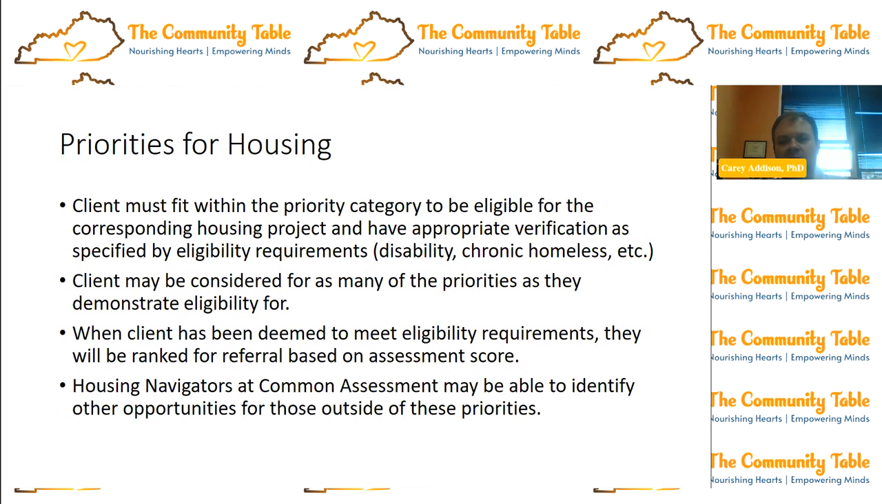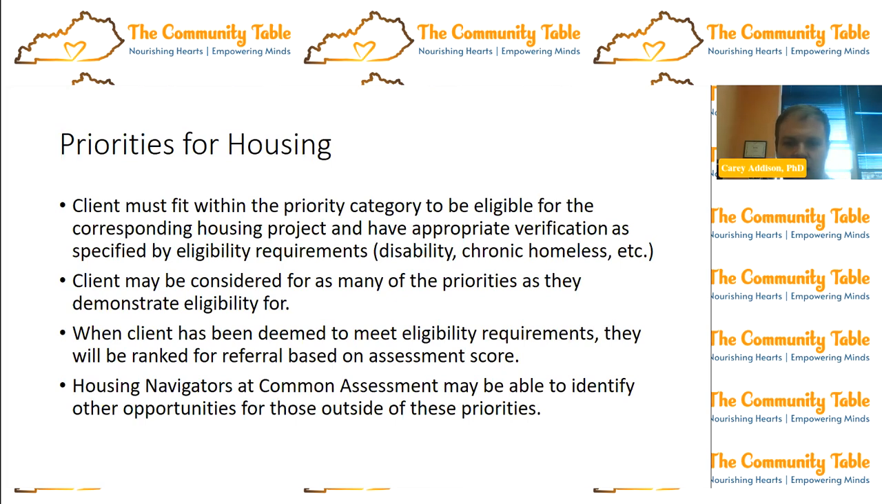So those priorities guide a lot of who gets housed. So they of course must fit in that. We have to have the documentation that shows they're eligible. That's a big part of what Common Assessment does post-assessment, is figure out, okay, we think this is what you may be eligible for. These are the verifications and the documents we need to show that you do, to help advocate and build a case for getting their referrals. Clients may be considered for as many priorities as they demonstrate eligibility for. So that means a person may be chronically homeless, have a severe mental illness, and have HIV. They could be considered for all of those priorities.